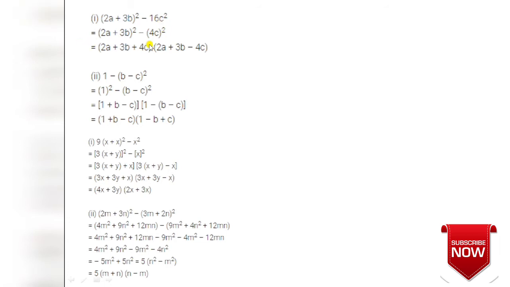So this is in the form of a square minus b square, and we know the formula of a square minus b square is (a + b)(a - b). Here the value of whole a is 2a + 3b and b is 4c. So the formula is a plus b, that is 2a + 3b plus 4c, and similarly the minus one. So this is the respective answer.